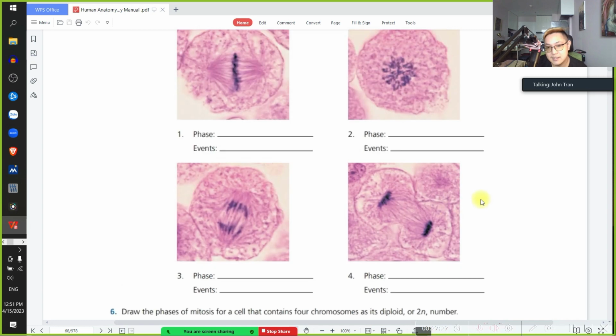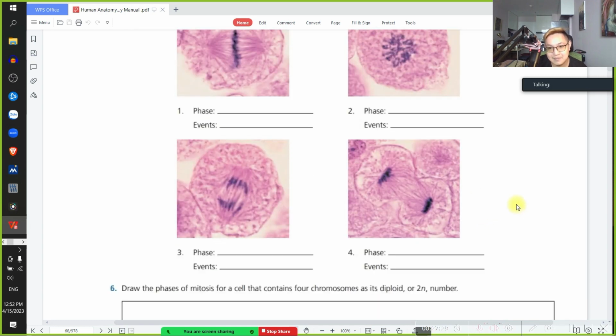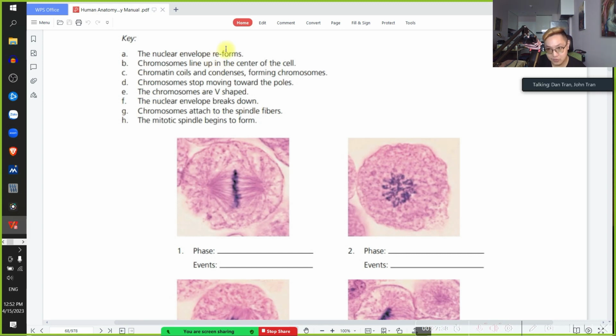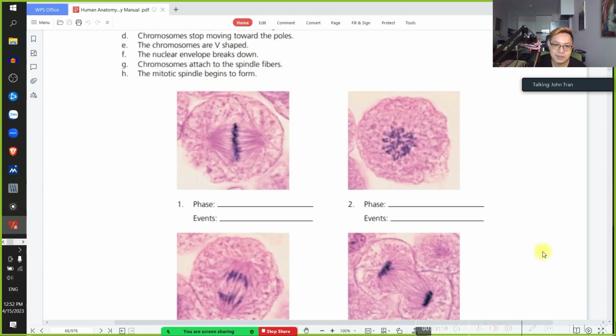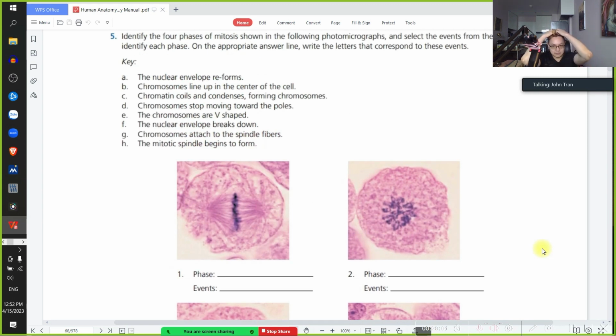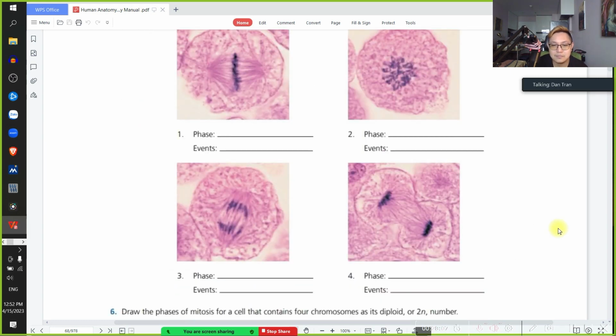Okay, what is number 4? This is telophase, right? Number 8. The nuclear envelope reforms, tái tạo lại cái màng nhân, đúng rồi. What else? And chromosomes stop moving toward the poles. Nhiễm sắc thể ngưng di chuyển đến những cái cực, đúng không em? Tức là đến nơi rồi, it's already there, so it stops moving, right? Yeah. Okay, what else then? Okay, I think that's it. Hết rồi, I think. Yeah.